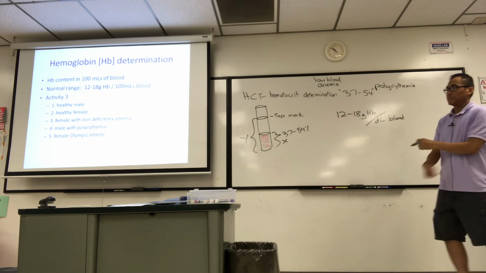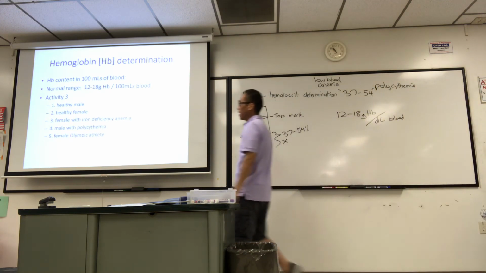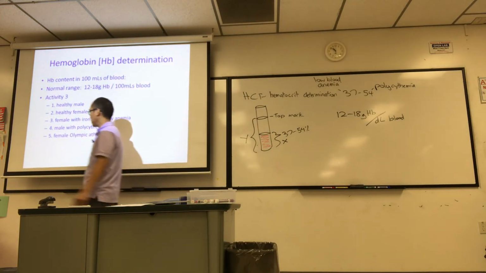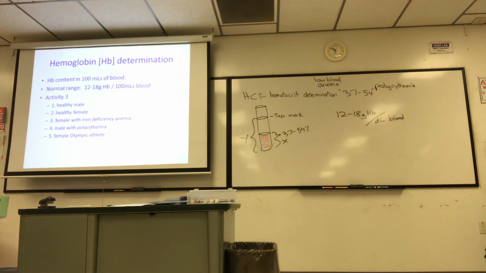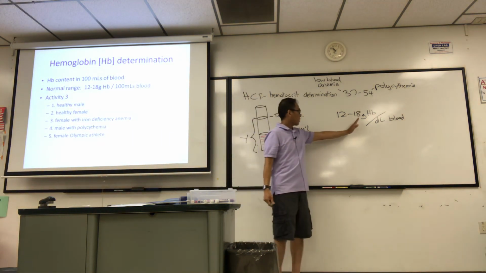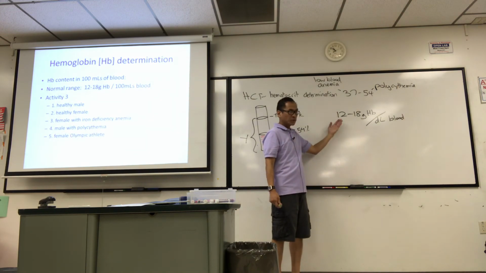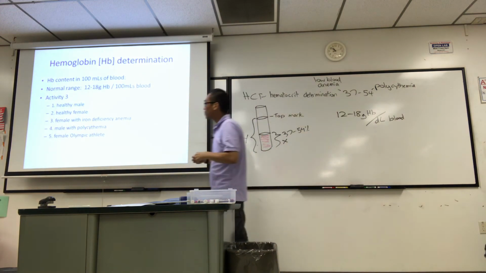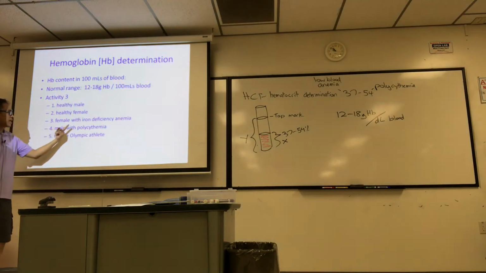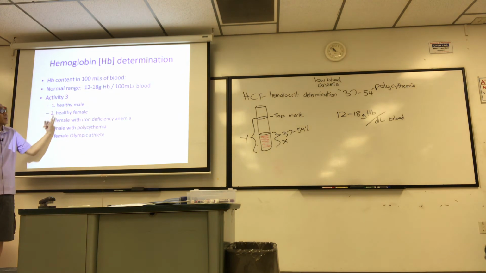On average, who do you think would have a little more? Male or female? Male. Yeah, because you typically have a little more tissue to oxygenate. So maybe males, it's on the upper end, closer to 18, and maybe for a female, it's on average closer to 12. And what if you have a person who's anemic? You'd expect it to be lower, maybe 9 or 8. You could look up the numbers. Polycythemia, you'd expect to be above 18.